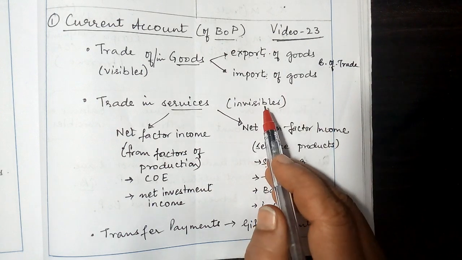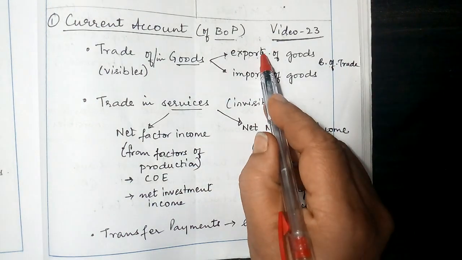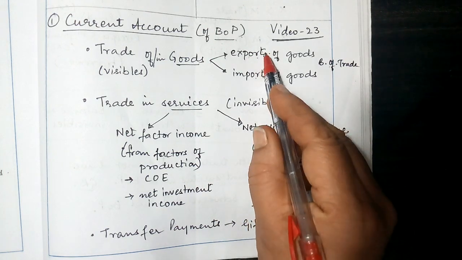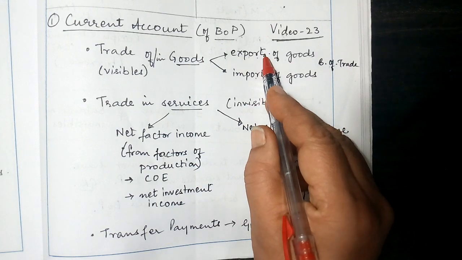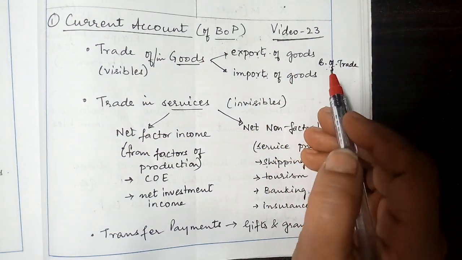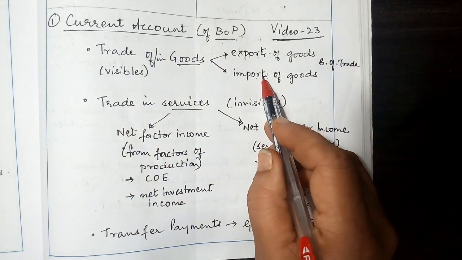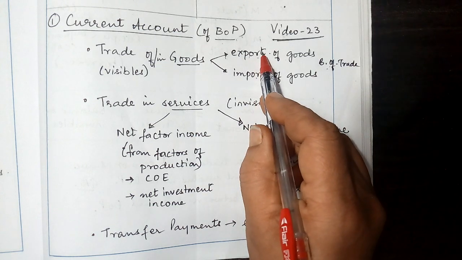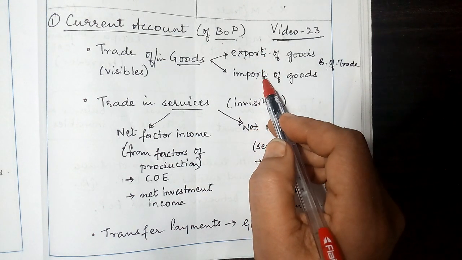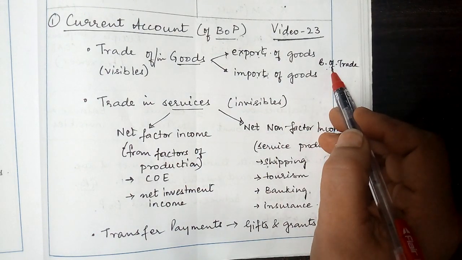On the other hand, when the country's imports are greater than exports, then it is called a deficit balance of trade or simply trade deficit. Why? Because your outflow is more than the inflow. So we'll end up paying more to the outside world. Hence, the balance of trade will be in negative or in deficit.